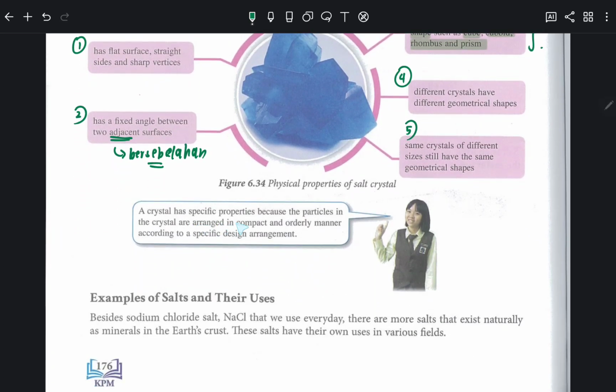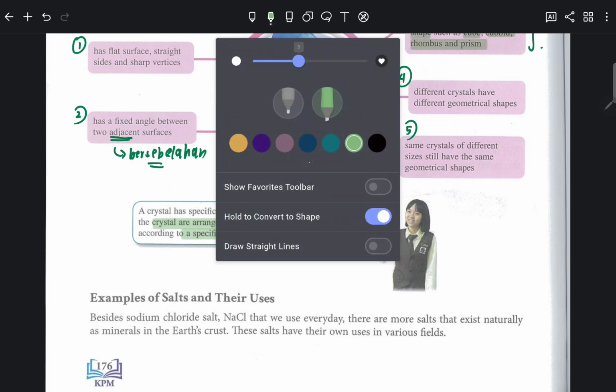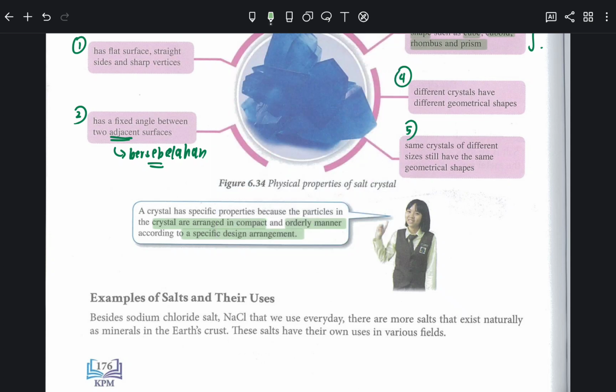Okay. A crystal has specific properties because the particles in crystals are arranged in a compact manner. Betul. Because it is a solid one. So of course the particles there are arranged in a compact and orderly manner. Okay. But according to the design lah, if let's say it's a rhombus shape, so all the particles are arranged like it fits a rhombus shape. Dia macam tu lah. Okay, you cannot arrange that, it occurs naturally.